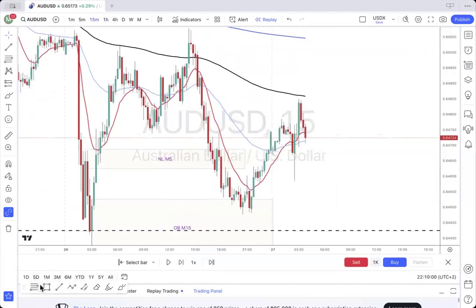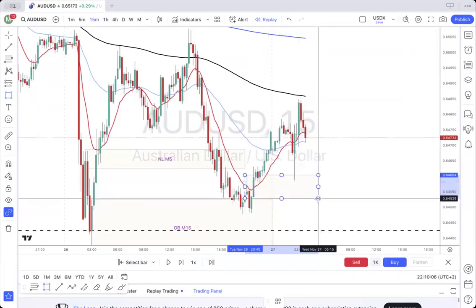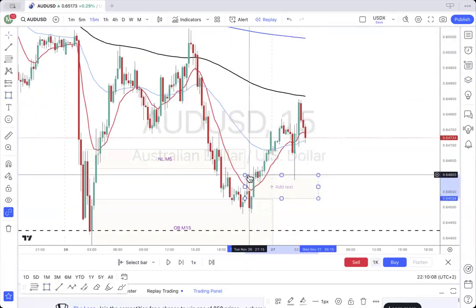See that? There is no coincidence, guys. This thing happens all the time. Look at that neckline there. They were there to test that neckline. So that could be another entry as well.